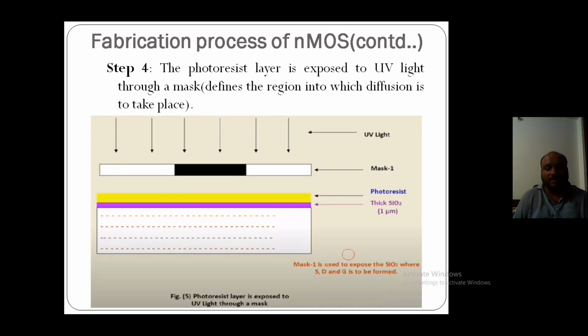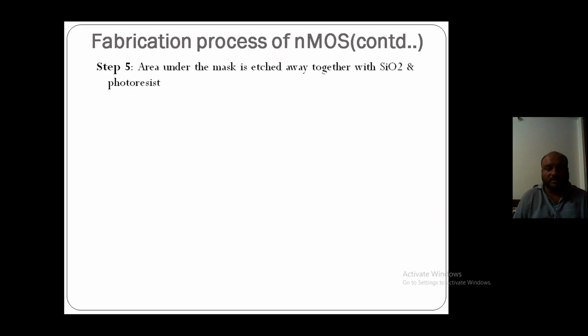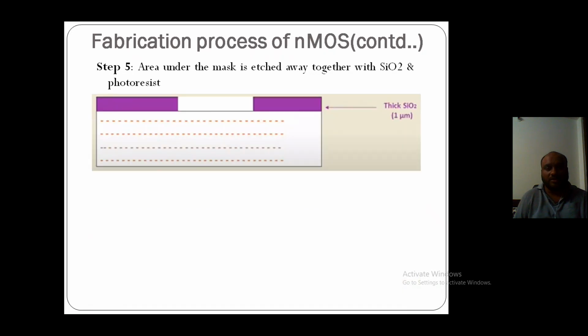Figure 5 represents the silicon substrate deposited with a thick silicon dioxide of 1 micrometer with a photoresist, and a mask is used to expose the substrate to the ultraviolet light. This is termed as mask 1. Step 5. Area under the mask is etched away together with silicon dioxide and photoresist.